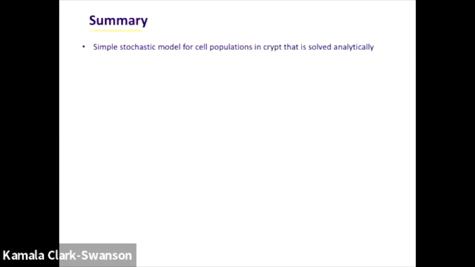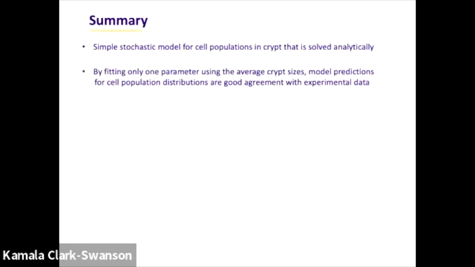So just to recap, we proposed here a simple stochastic model for cell populations in the crypt that can be solved analytically. And the nice result is that we only fit one parameter, using the average crypt sizes, but this results in good model predictions for the probability distributions of cell populations, not just average cell numbers. And this is in agreement with experimental data.